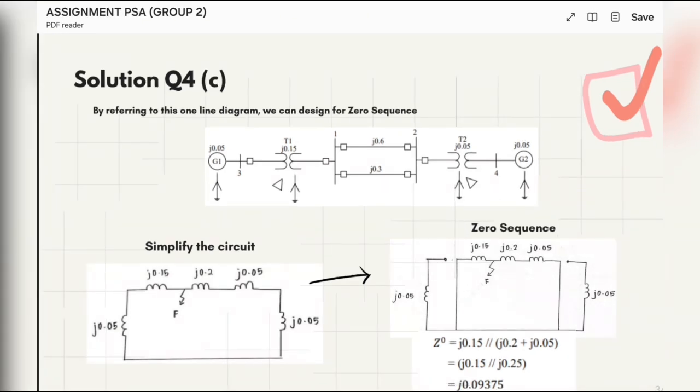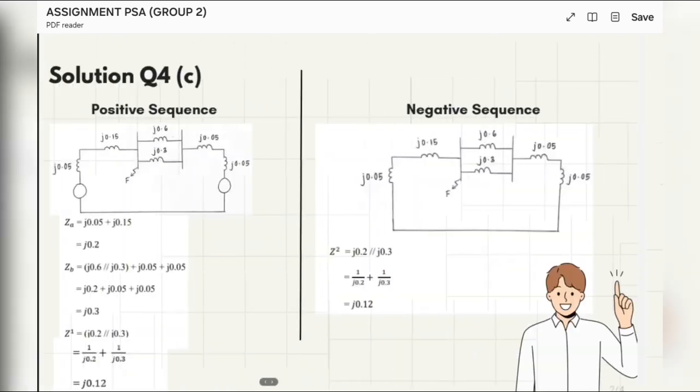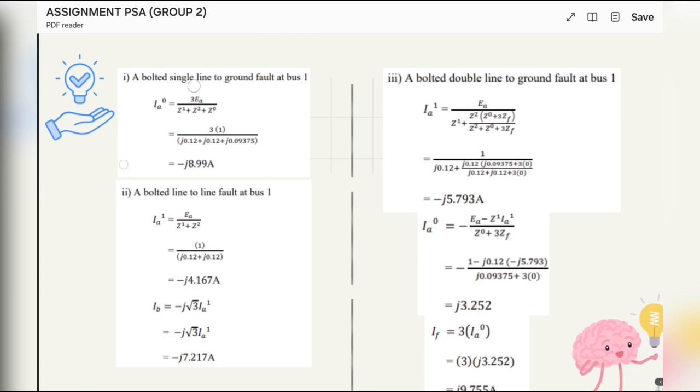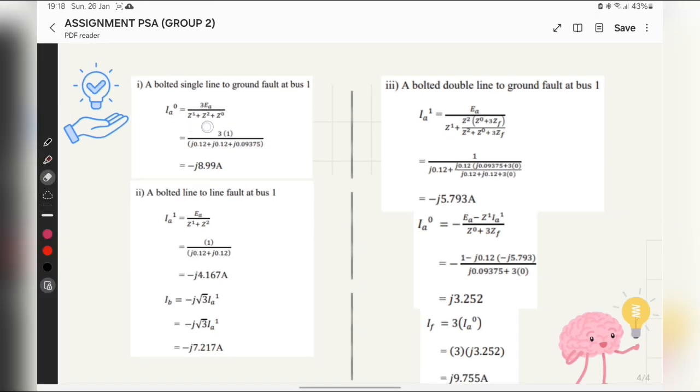So after we finally calculate the zero sequence, positive sequence and negative sequence, we finally can solve these three questions from earlier. So the first question asks for a bolted single line to ground fault at bus 1. Bolted means the ZF value is 0. So for single line to ground, IA0 equals 3 times EA divided by Z1 plus Z2 plus Z0. So we will get the answer negative J8.99 ampere.